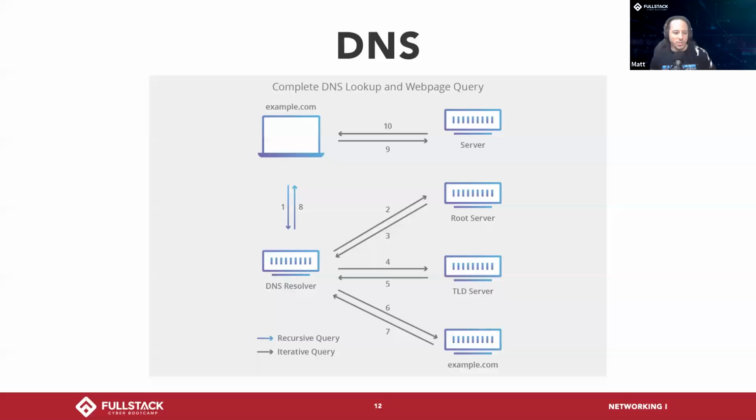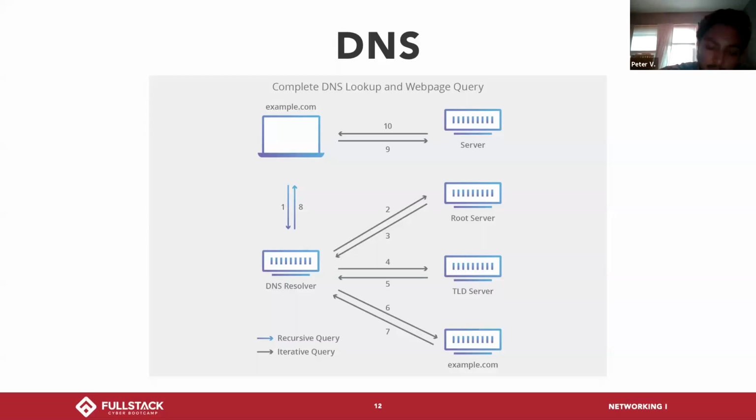Now you'll notice there are two different colored arrows, numbers 1 and 8, in between example.com and the DNS resolver. It says that they are recursive queries. Can anyone in their own words just tell me what recursive means? Pretty much something that happens over and over again. Yeah, I think that's a pretty good description, right? It's something that's going to keep happening until it's done, essentially.